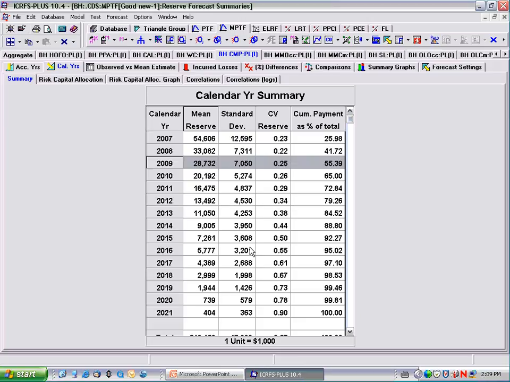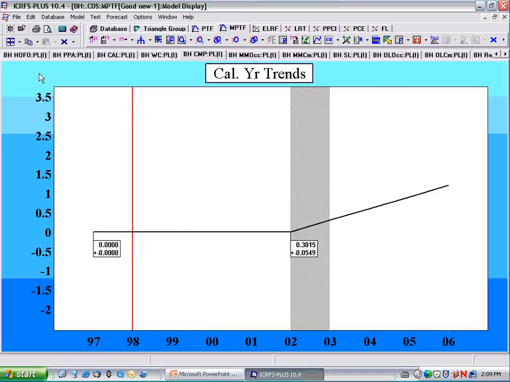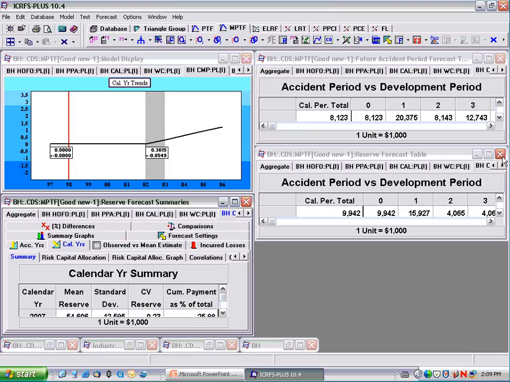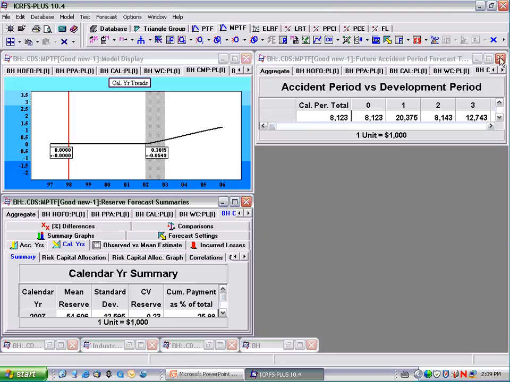Now, we didn't actually use the default models. We used the models to forecast our reserves, but we also wanted to ensure that the reserve estimate mean we obtain is the same as that held by the company. And that was pretty easy to do. Let me show you how we did it. So that's your forecast summary. That's a combined forecast table. I don't need that. Reserve forecast table, future accident forecast table.